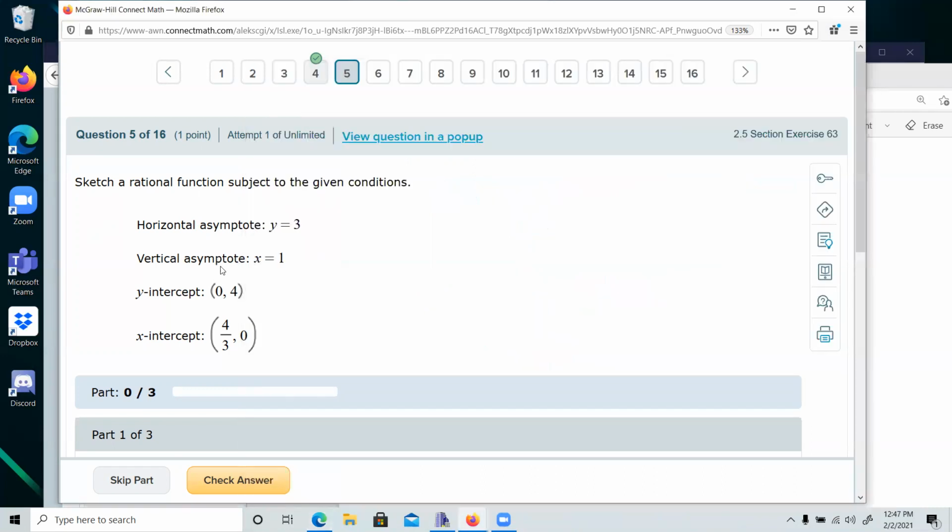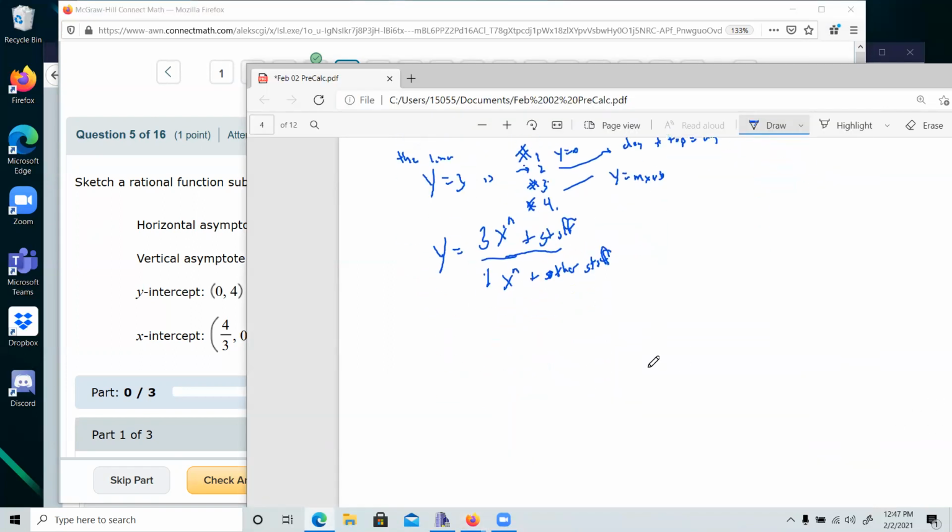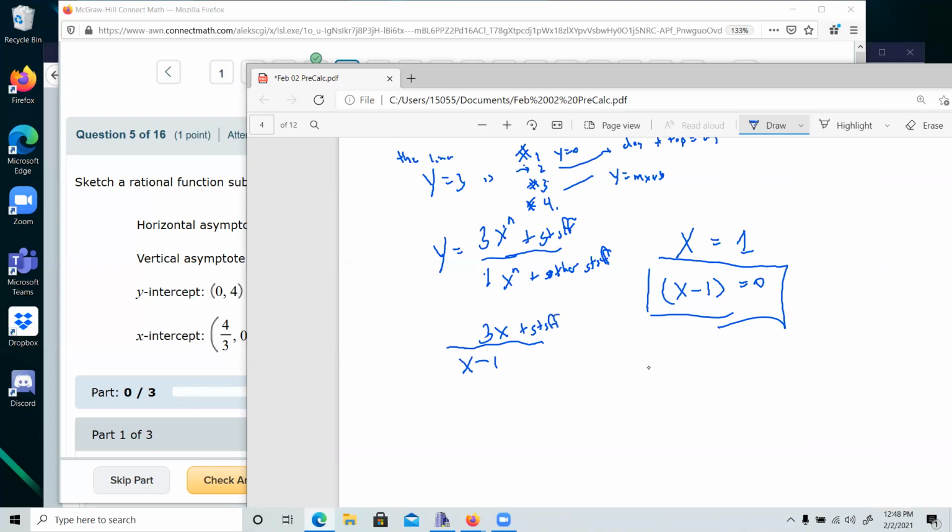Okay, how many vertical asymptotes do we have? We have 1. We have x equals 1. So whatever's going on here, we got that because we set the bottom equal to 0, and that's what we ended up with. So we're going to pull this to the other side. We'll say that's x minus 1 equals 0. So the bottom is x minus 1. So we have a 3x on the top, x minus 1 on the bottom. We don't know. There might be other stuff in here. Okay, we'll find out.